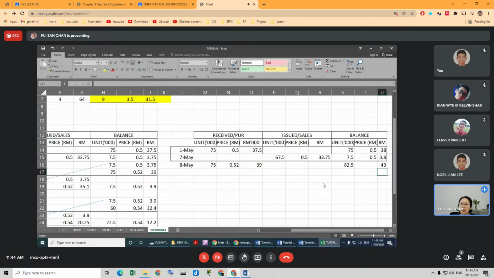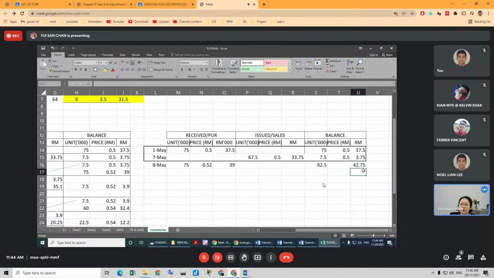So now my total is 42.75. So can you tell how much per liter? If you want to get the price, it would be your total value divided by how many units that you have. Okay. So it's this answer.